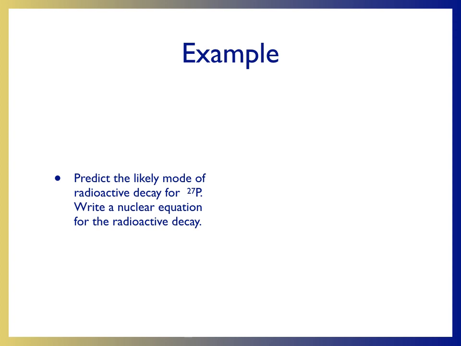Let's do an example of predicting the type of radioactive decay that a nucleus will undergo. We're going to predict the mode of radioactive decay that phosphorus-27 will undergo.